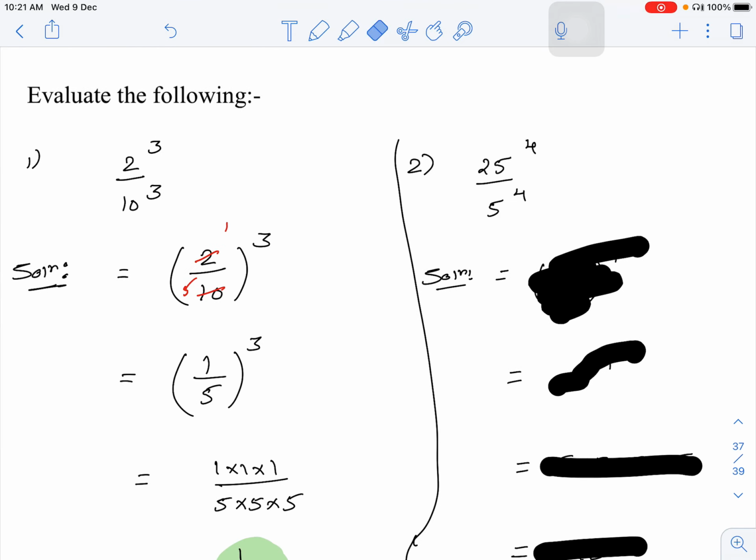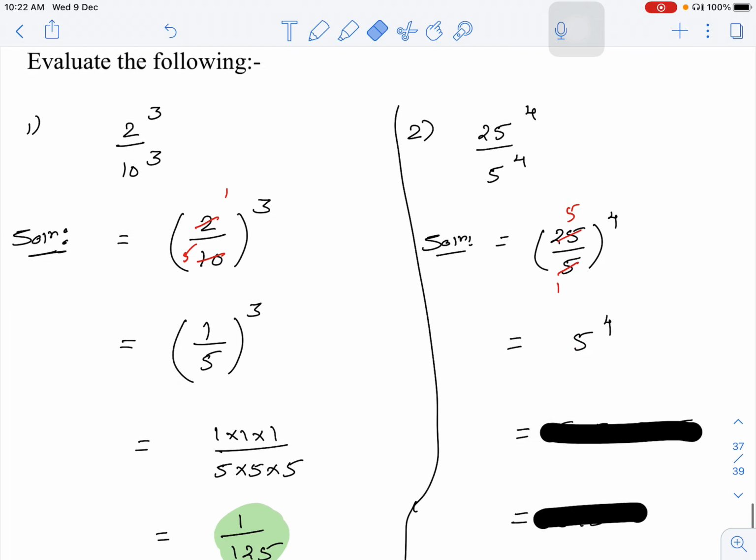Now here we have 25 raised to 4 upon 5 raised to 4. Again the same condition, two numbers with the same power are dividing each other. So during such a time what we will do is divide the numbers keeping the power only one time. So we get 25 upon 5 raised to 4. Now again we can cancel here, 5 ones are 5, 5 fives are 25. Okay, in the next step we will get 5 raised to 4.